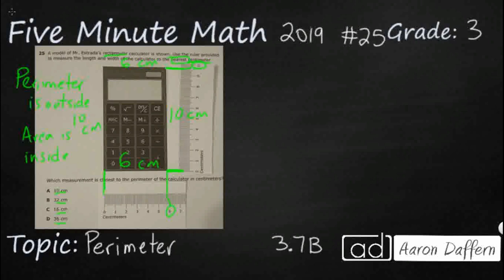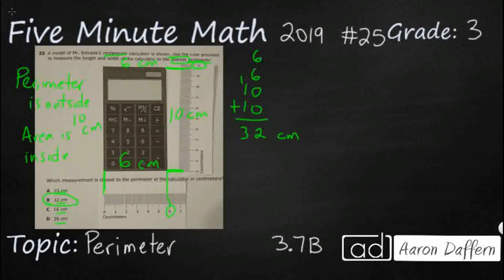Now, how do we find the perimeter? Well, we can just add up the sides, right? So we can do 6 plus 6 plus 10 plus 10. Let's see, 6 and 6 is 12. And that's going to be 32, so it looks like 32 cm, which we have an answer right there, B.